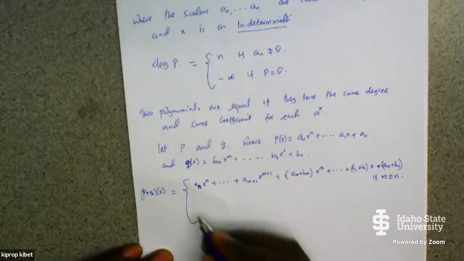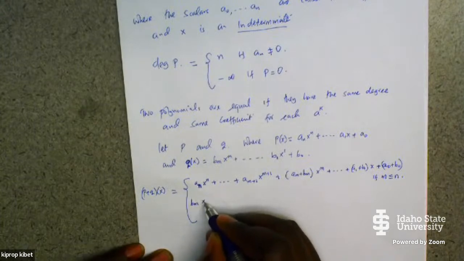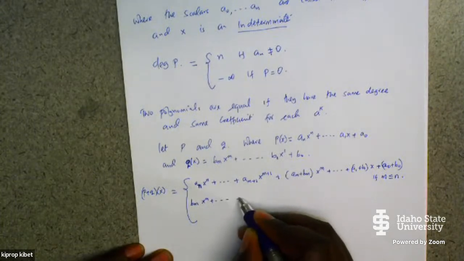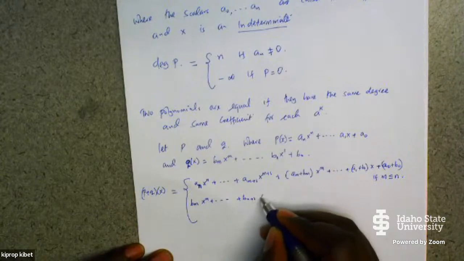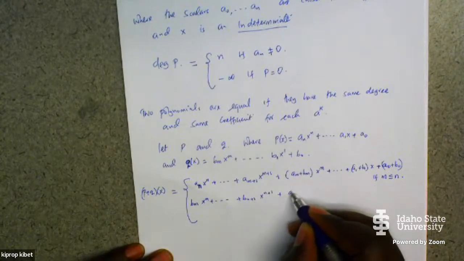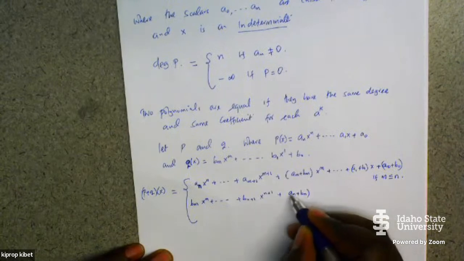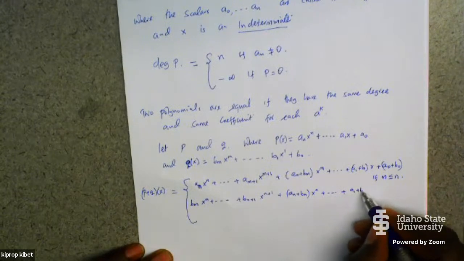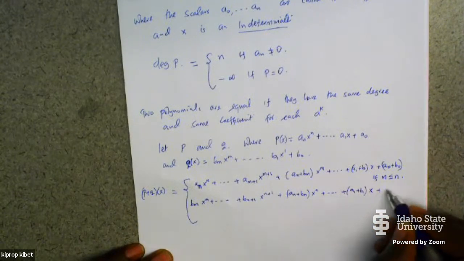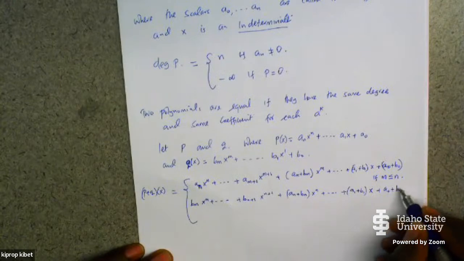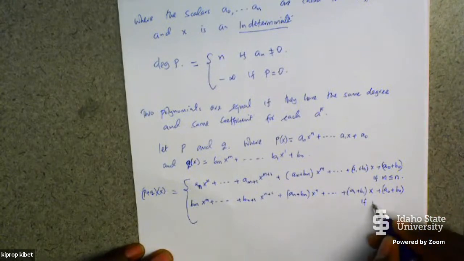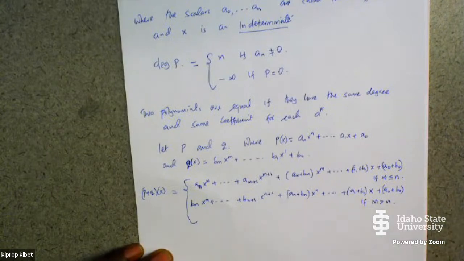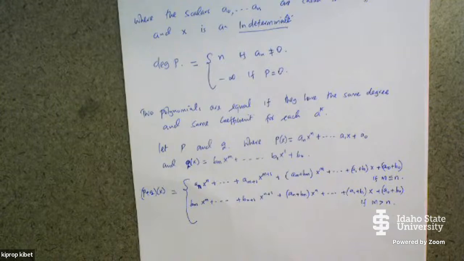Also, we have BM XM plus BN plus 1 XN plus 1 plus AN plus BN XN plus all the way to A1 plus B1 X plus A naught plus B naught, if M is greater than N.